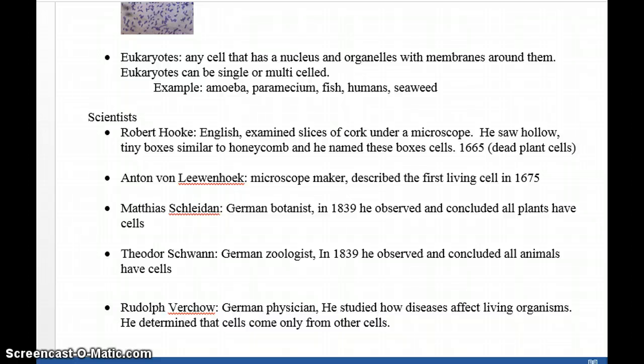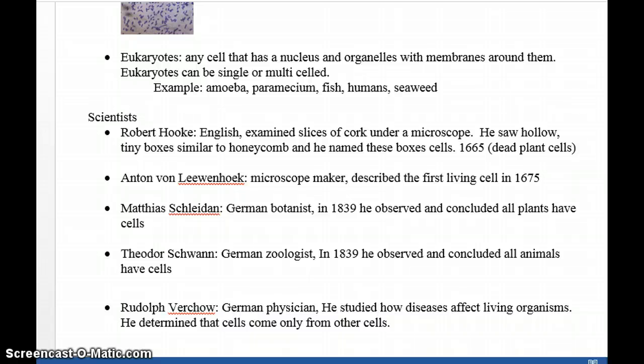The last scientist we're going to focus on is Theodor Virchow. He was a German physician. He studied how diseases affect living organisms, and he determined that cells can only come from other cells. Cells just do not miraculously appear out of nowhere. They had to come from a previous cell.